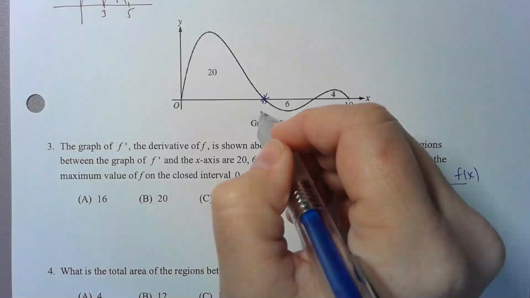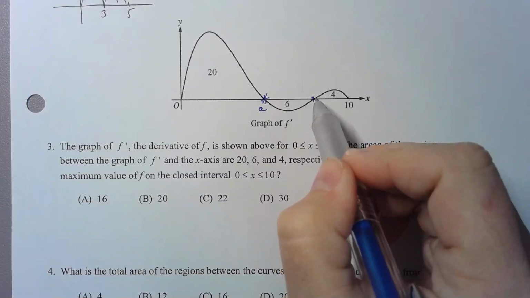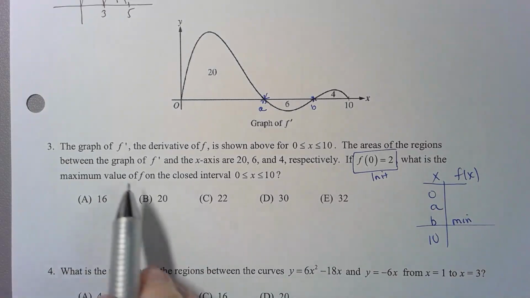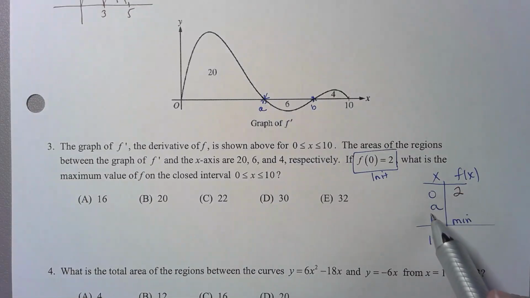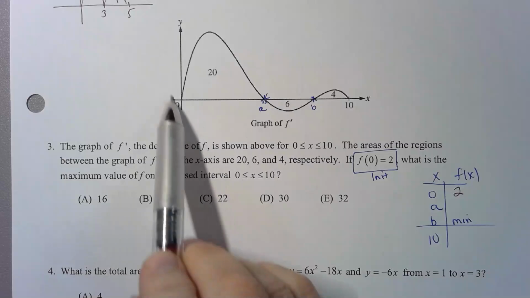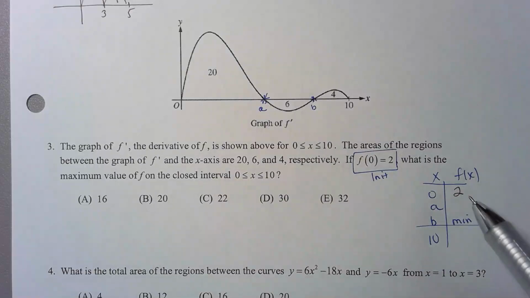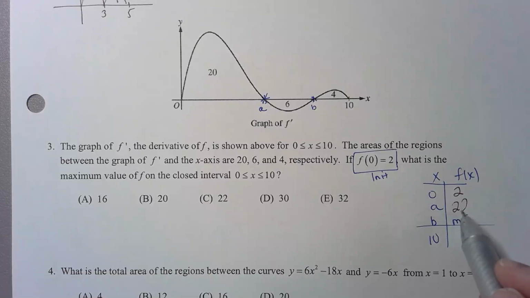So there could be something going on here. Maybe I call that lowercase a. And something going on here, lowercase b. Now actually I would rule that one out because that's going to be a minimum anyways. So forget it. All right, they told us the y value at 0 is 2. I would like to find the y value at a. Don't forget, the area under a derivative tells us the change in the original. So my y value is 2, but then I go up by 20, so now my y value is 22.